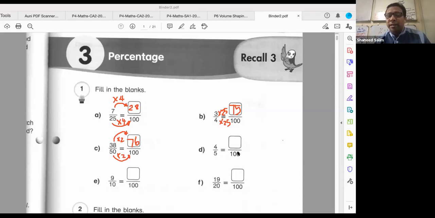This one, how do you know 5? Imagine you cover this. 5 times what? 5 times 2 equals 10. Yes, but remember it's not 10, it's 100, so add one more zero. 5 times 20 equals 100. Can you see? Then you make sure you times by 20 also. 4 times 2 is 8, yes, 80.